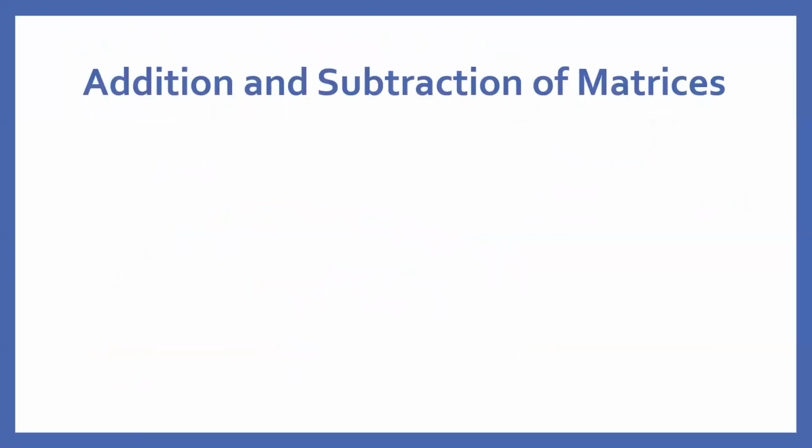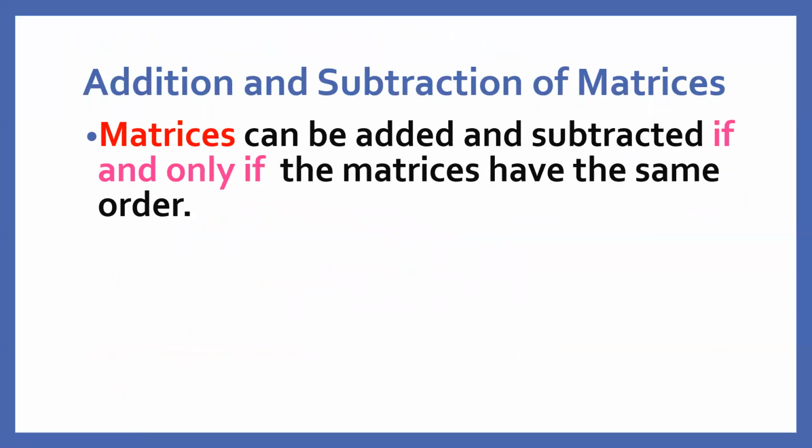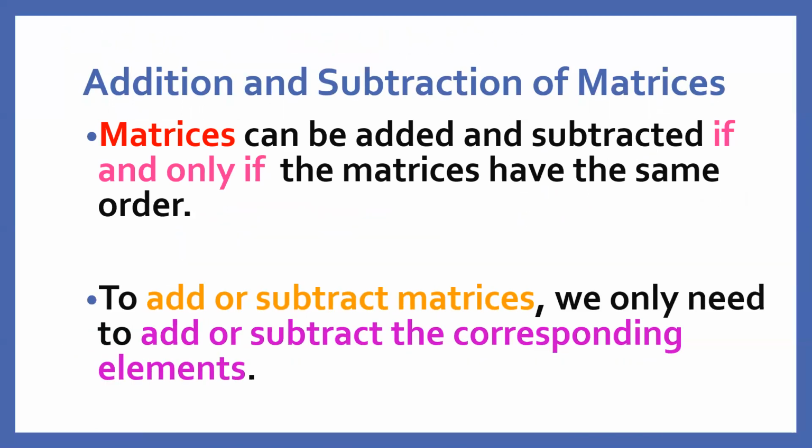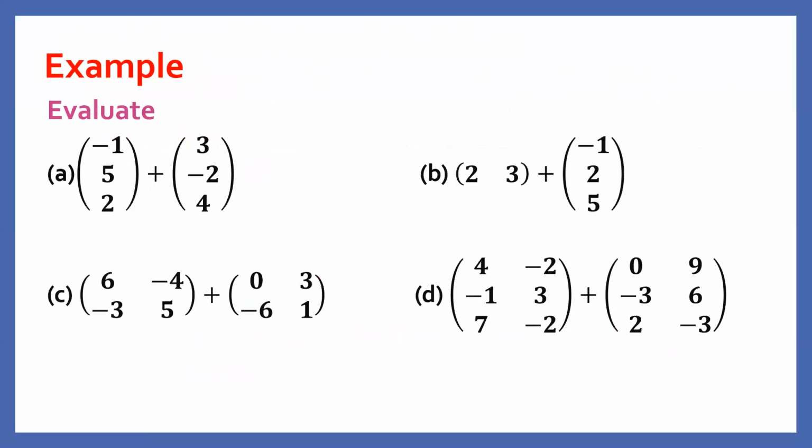Now we move on to addition and subtraction of matrices. So matrices can be added and subtracted if and only if the matrices have the same order. We can only add or subtract if the matrices have the same order. And to add or subtract, we only need to add or subtract the corresponding elements. Let us look at this example.